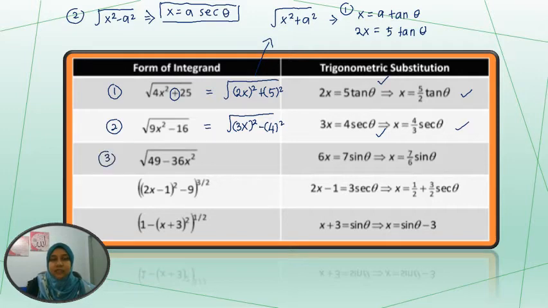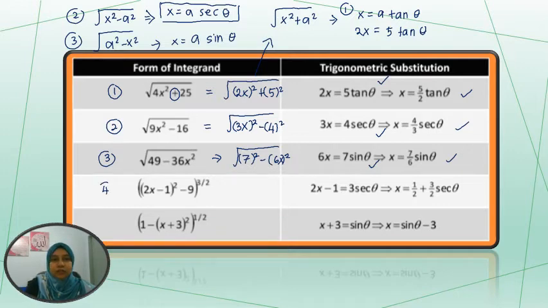Number three, we simplify this integrand and we get 7 square minus 6x square. So it is in the form of a square minus x square, so x equal to a sine theta. The trigonometric substitution is 6x equal to 7 sine theta, so x equal to 7 over 6 sine theta. You have to modify this form of integrand.